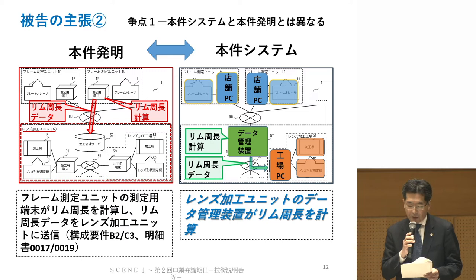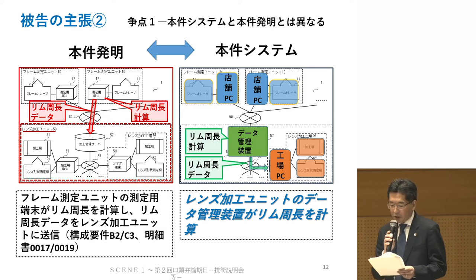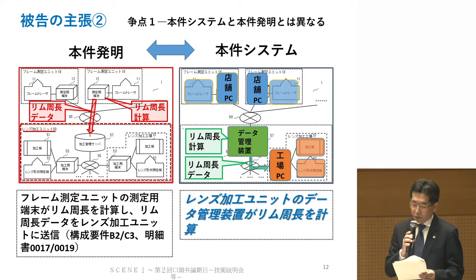The figure on the right, on the other hand, illustrates the features of this system based on figure one of the patent. In this system, the rim circumference length is calculated only by one data management device. In other words, the system is based on the technical concept of having optician's shops only measure the frame shape. The plaintiff seems to argue that the data management device falls under the measurement terminal constituting the frame measurement unit. However, the argument that the data management device and the shop PC located far from each other constitute the measurement terminal as if they were one is untenable.